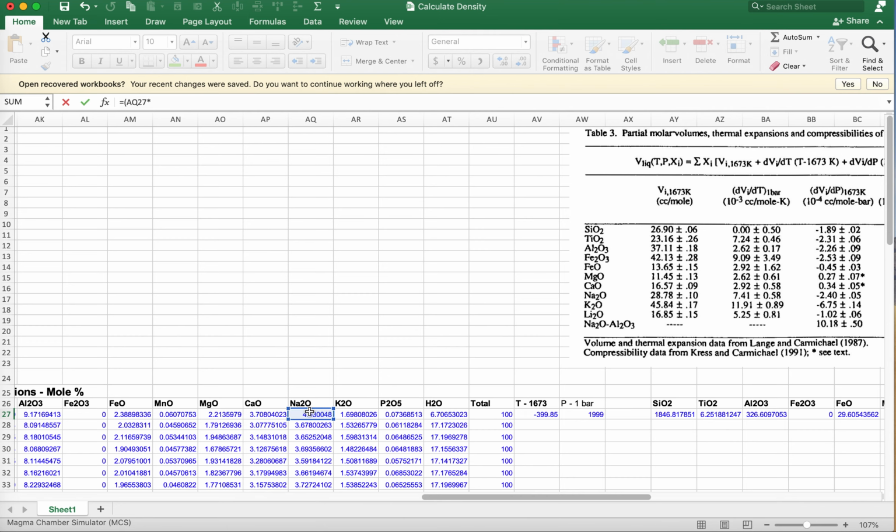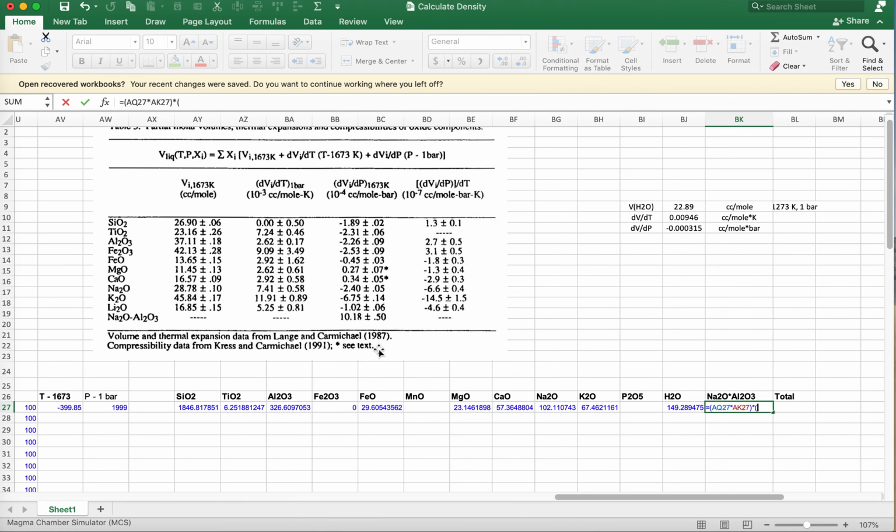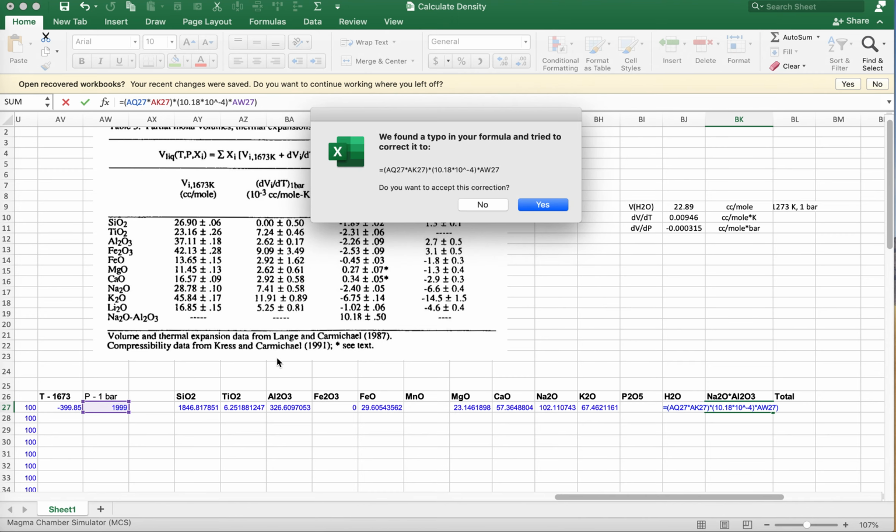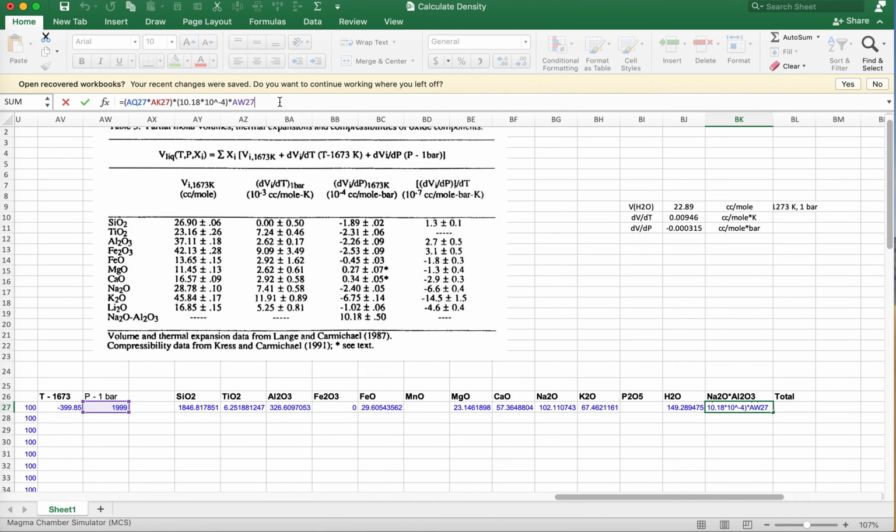So we'll take sodium times aluminum, and then we will multiply that. So this is our Xi here. And then we're going to multiply it by, well, nothing over there or there. We just have the pressure correction of 10.18 times 10 to the minus 4. And then we have to multiply that by our difference in pressure. And then we need to close the parentheses. So we will, no, we just need to get rid of this parenthesis here. Add that one. Now we have a correction for sodium interacting with aluminum.